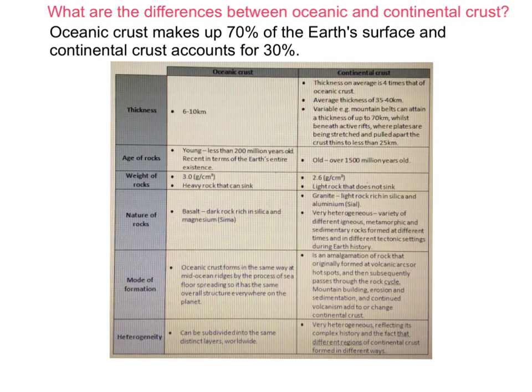And lastly, you've got this horrible word that I can't pronounce, heterogeneity. Basically means if it's a mixture or if it is evenly distributed, etc. So in oceanic crust, it can be divided into some distinct layers worldwide, so we can work out where the rock has come from, whereas continental crust is going to reflect all different regions of the world and its tectonic history. So there's going to be a whole blend of different minerals, different rock types in there. Okay, so you should be able to compare and contrast oceanic and continental crust using these 6 categories.